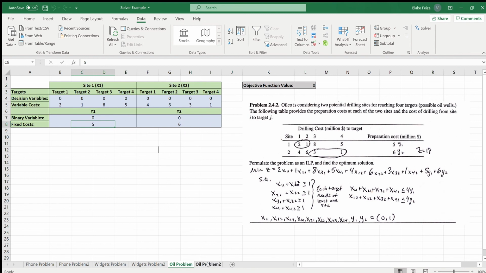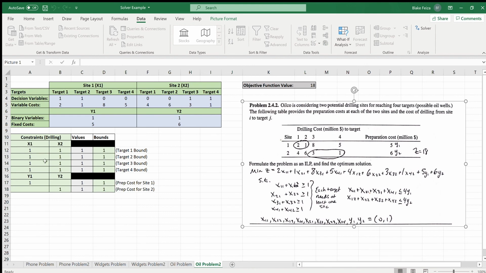So going ahead now with our constraints, we have that x1 plus x2 is going to be greater than or equal to 1 to make sure that we're bound to meet target 1 at least once. Obviously it's going to be only once in this case because it would be a waste of money, but it could be an equal sign if you'd prefer. x1 plus x2 greater than or equal to 1 for target 2, and then so on and so forth for targets 3 and 4. And then we have our constraints for our binary variables y1 and y2.